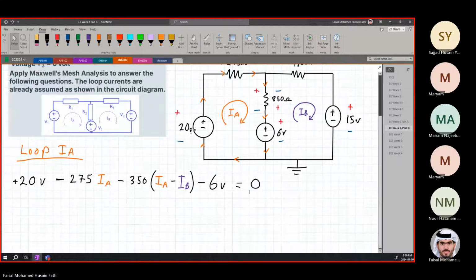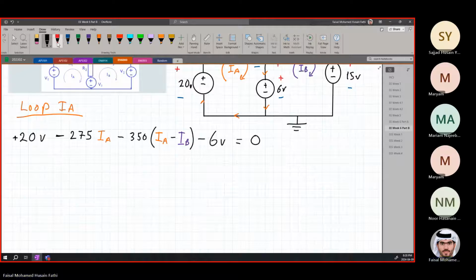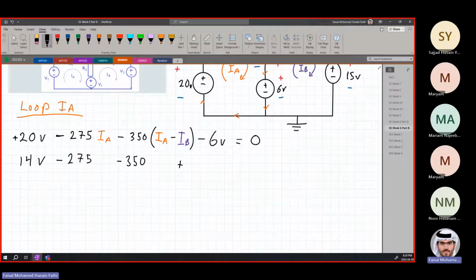All right. We can simplify this now. If we simplify this, 20 minus 6 is 14 volts. Let's open up this. So it's minus 275 IA minus 350 IA plus 350 IB. I'm just distributing: minus 350 IA plus 350 IB.